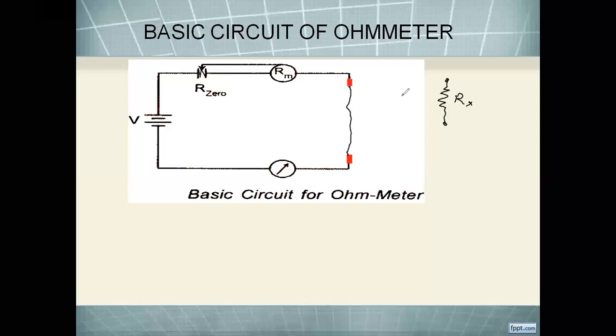Then we simply connect Rx between the terminals and we see that there will be some deflection. Because the scale is calibrated with different known values of resistance, we can read off the value of any resistance connected. Hope you are clear with the concept of the ohm meter.